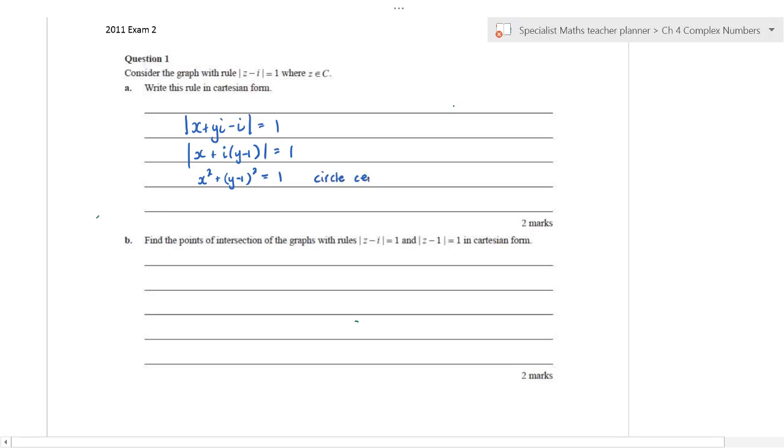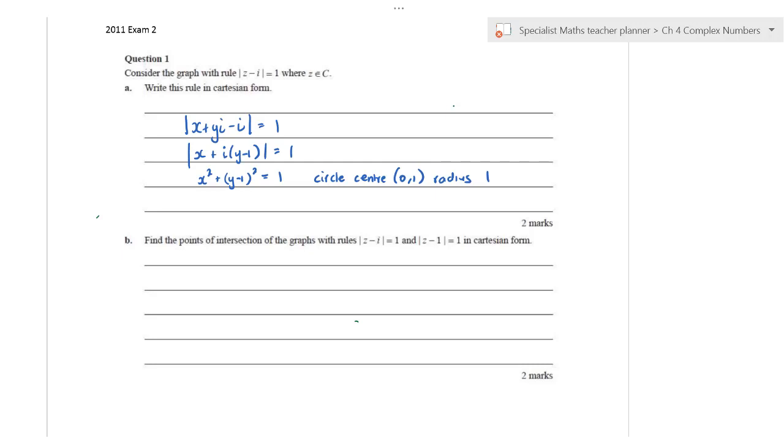We've got a circle, centre (0, 1), radius 1. Now you're not going to get any marks for that, but it's probably a fair chance that you're going to need to know that later anyway. So no harm in writing that. The easiest 2 marks you'll get in your life.